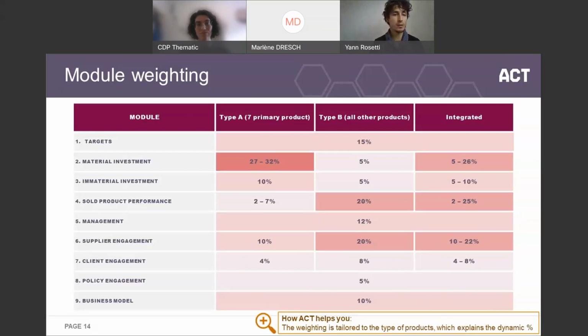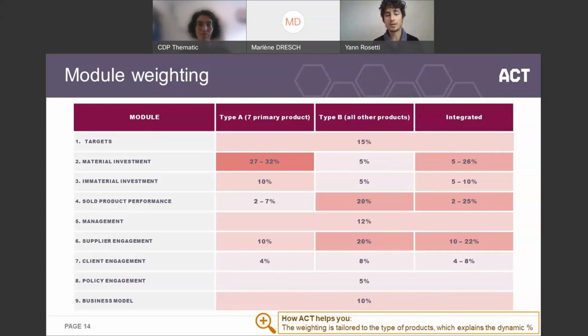For instance, for type A companies, the most heavily weighted module is number 2, material investment, weighting more or less 30%, which is of course not the case for type B companies, for which we focus more on product performance on the downstream part of the value chain, and supplier engagement, since a high share of the emissions embedded in the products comes from upstream activities. So it is much more important to assess supplier engagement for type B companies than for type A. This is why the weightings change that much.